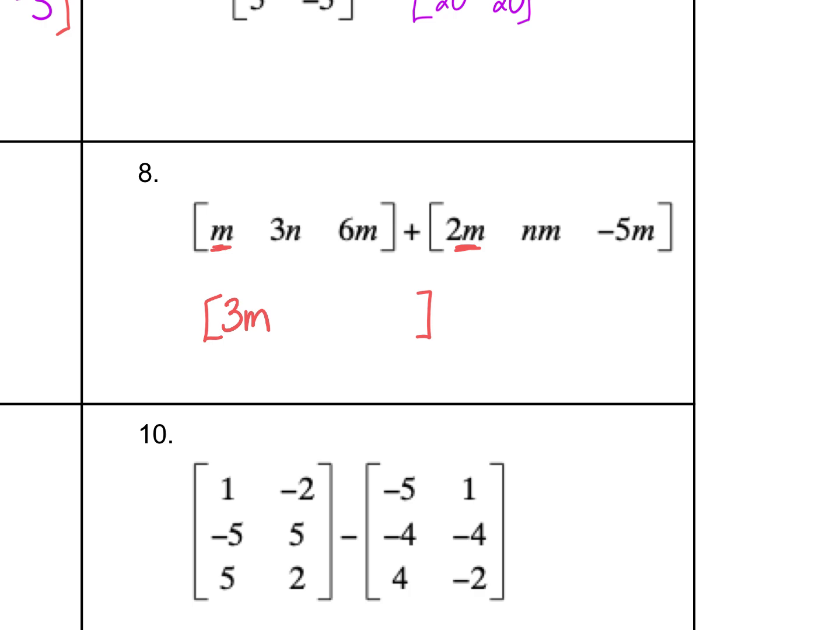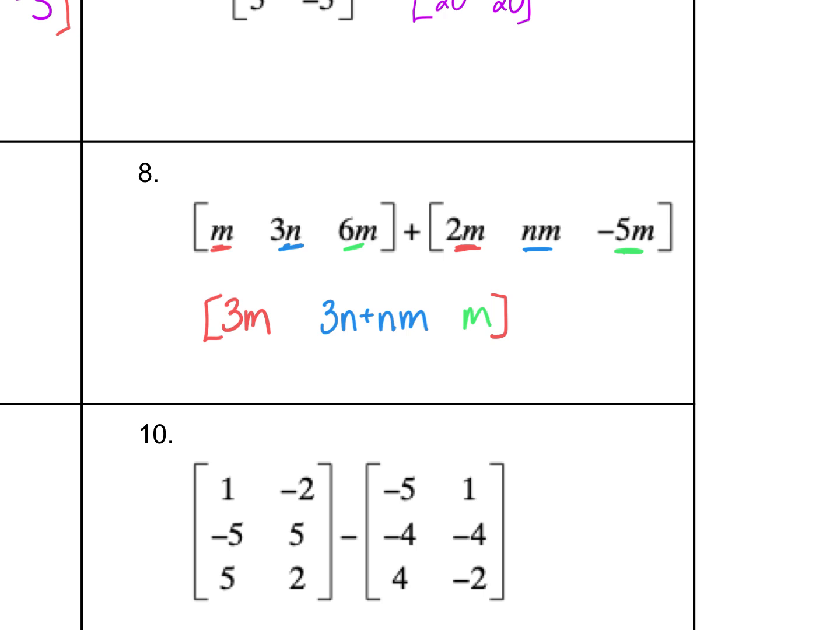Okay. We never, ever, ever add exponents unless we are multiplying. So if we're adding, we don't add exponents. Okay. Good. So that is just adding 1m plus 2m, 3m. Okay, what about 3n plus nm? Are those like terms? No. Okay, so what do I do with them? Just keep them separate, like that. Okay, and then lastly, I've got 6m and -5m. What's that give me? Just a 1m. That's it.